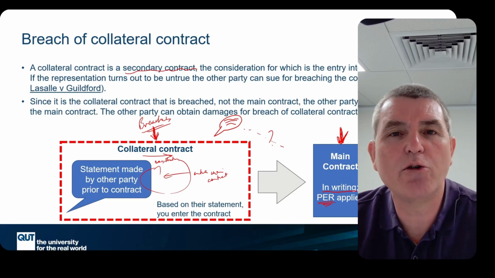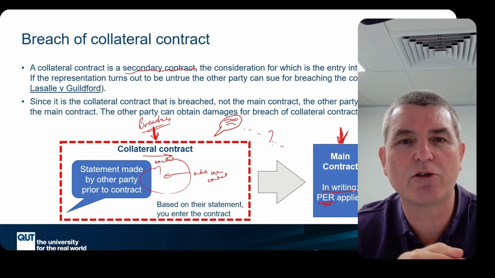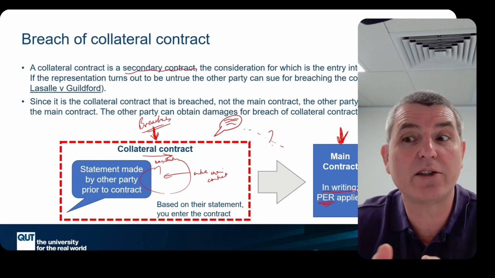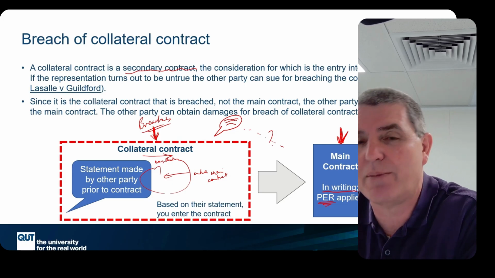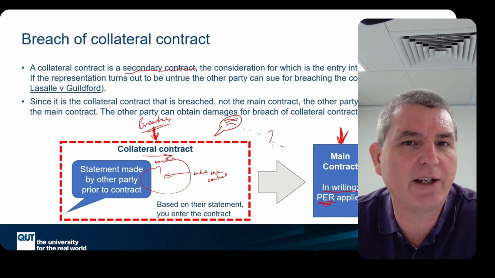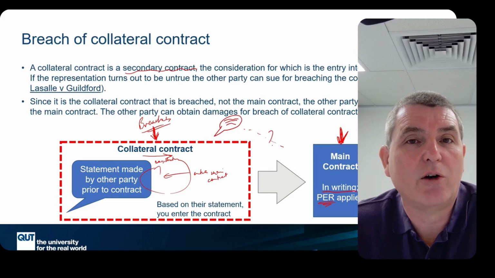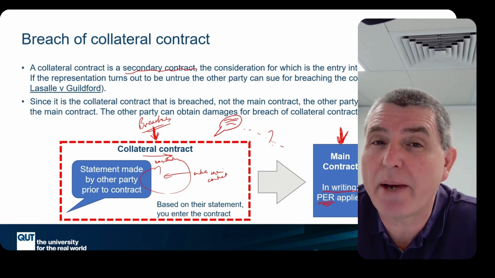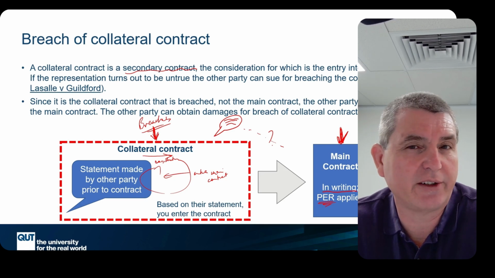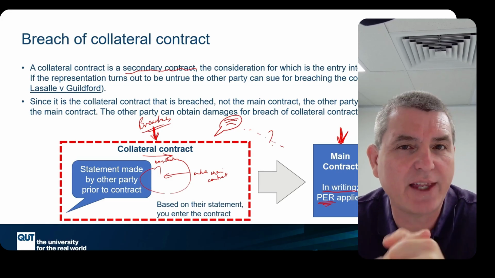However, there's no breach of the main contract. So if you actually want to get out of the main contract, you can't. This is the reason it matters. You always want to try and get the term into the main contract because then it's probably going to be a condition which will allow you to terminate. You can't terminate for a breach of collateral contract. All it can give you is some negotiating power to get the other party to release you from your obligations, okay? So there's a big difference in what the outcome might be, and that's why it matters.